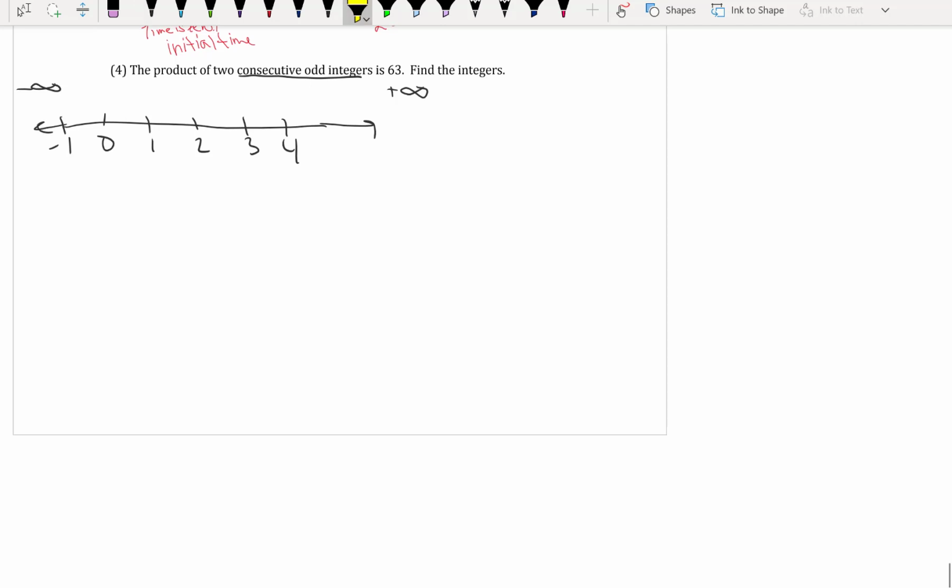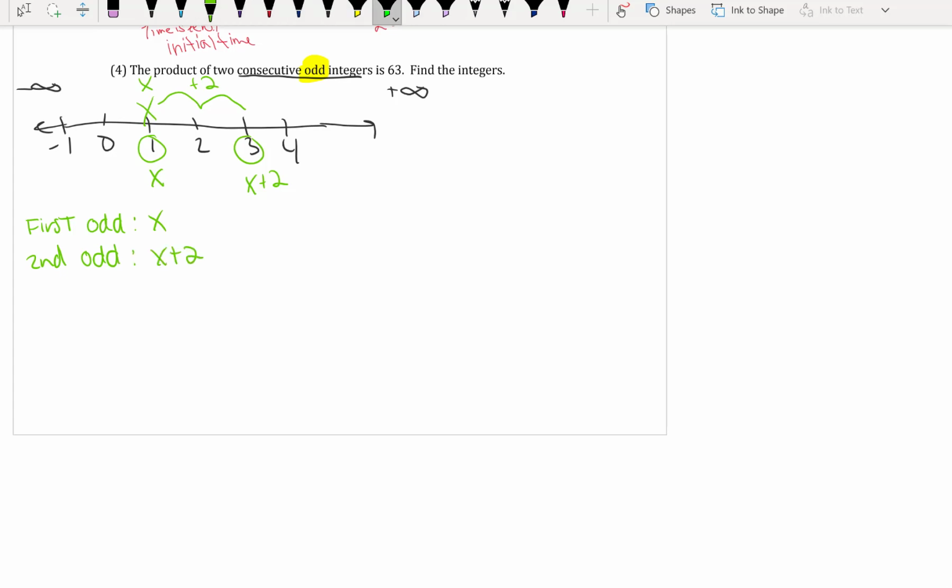But let's just say we are starting with some odd integer. Let's just say it's 1. Why not, right? Well, the next consecutive odd integer, if we're at 1, would be 3. So if I start at this value of x, I had to add 2 to get to my 3. So I have x and I have x plus 2, since I had to go over 2 places. So your first odd is represented by x. Your second consecutive odd is represented as x plus 2.